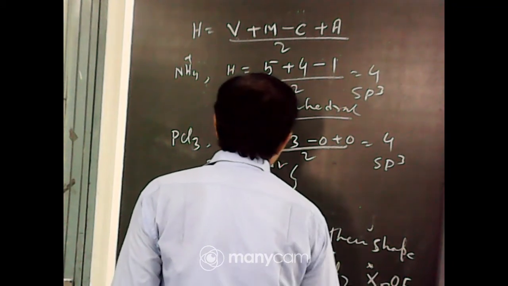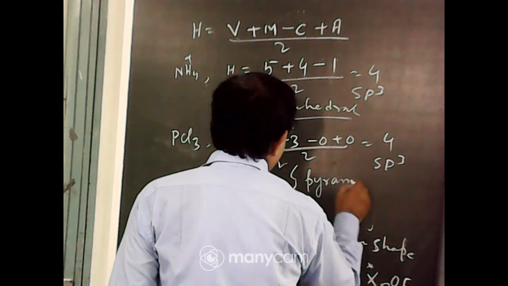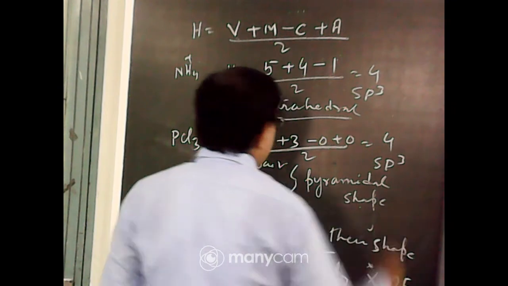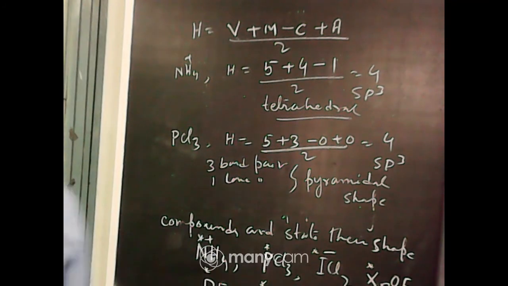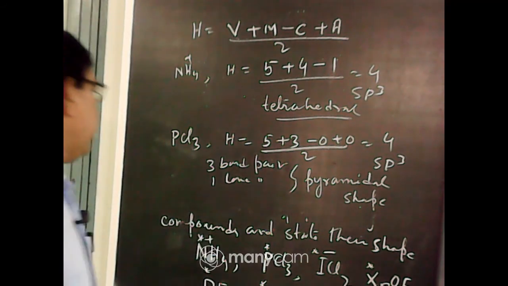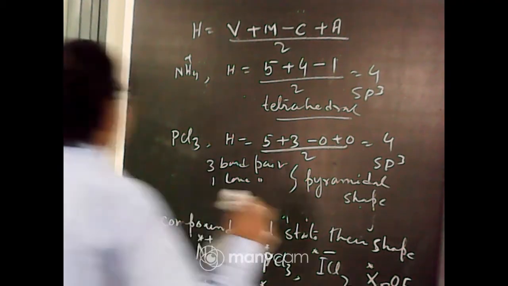Tetrahedral, but due to presence of a lone pair, the shape will be distorted tetrahedral or pyramidal. If in sp3 hybridization there is 1 lone pair of electrons, then the shape will be distorted tetrahedral or pyramidal. So PCl3 has pyramidal shape due to presence of 1 lone pair.